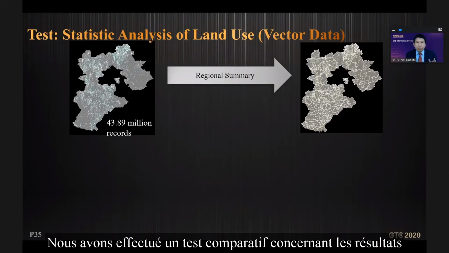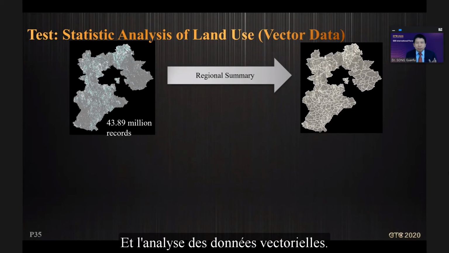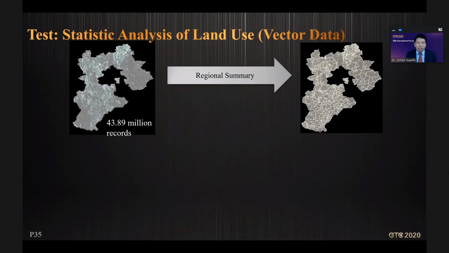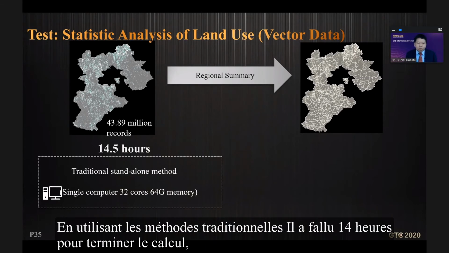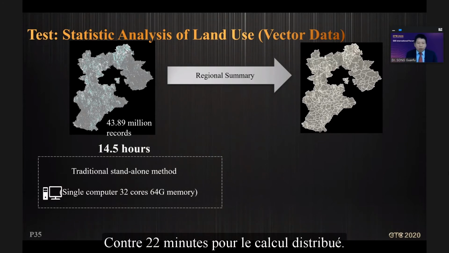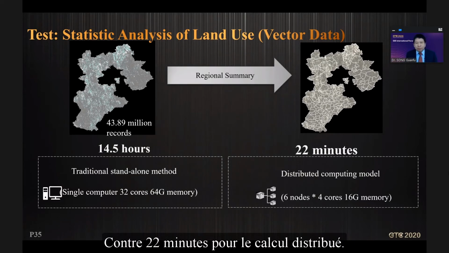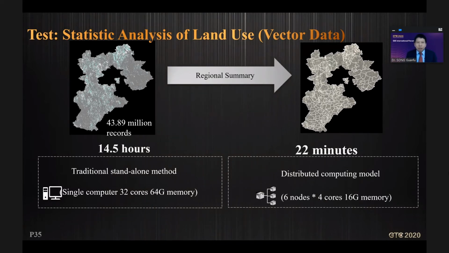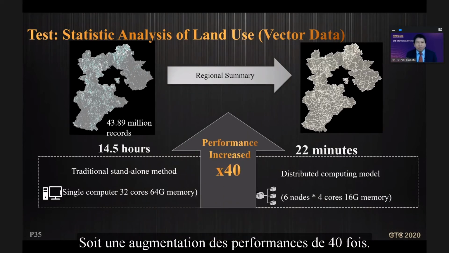We conducted a test regarding vector data summary and analysis. It took 14 hours to complete the computing using the traditional algorithm. Well, the distributed algorithm only needed 22 minutes, a rise in performance by 40 times.